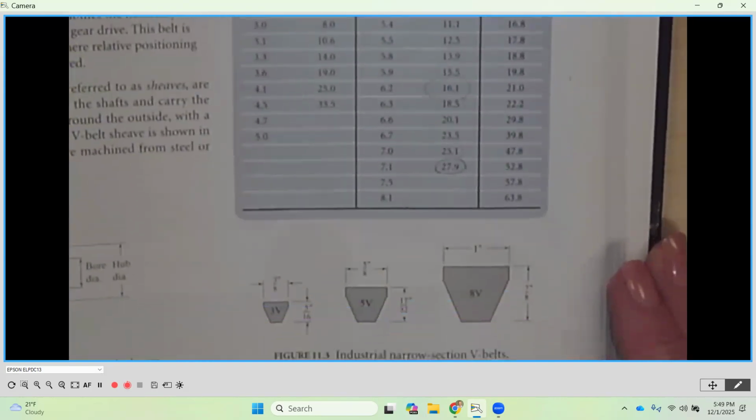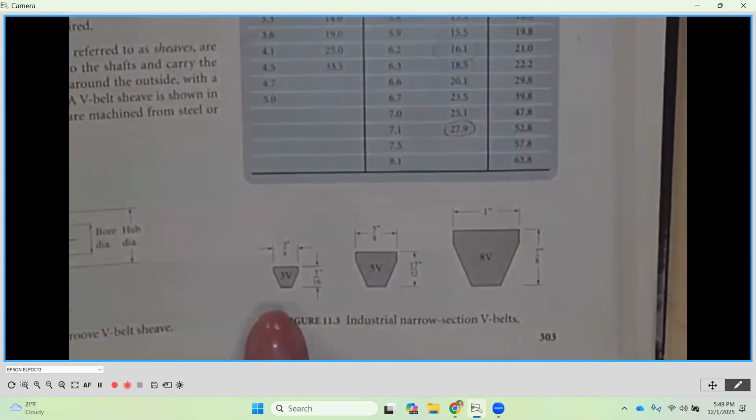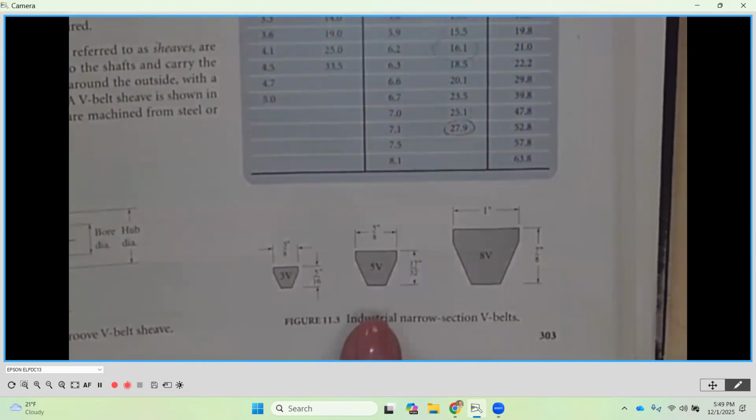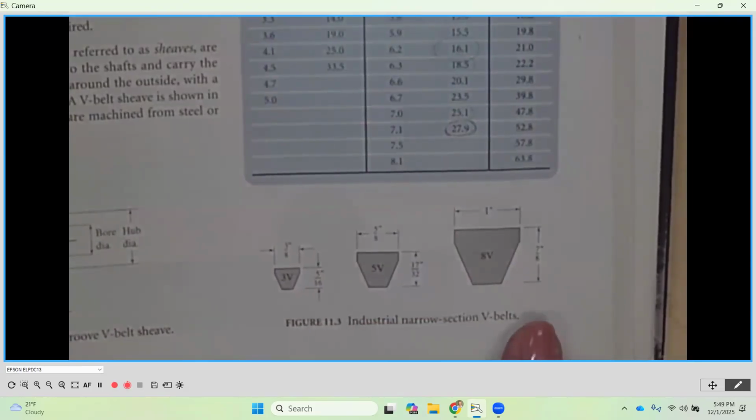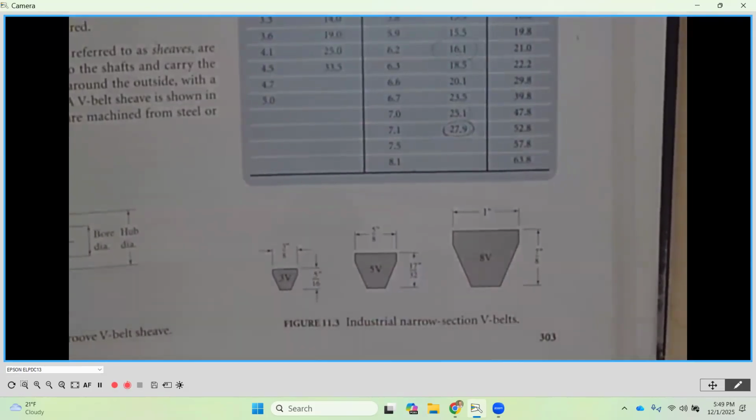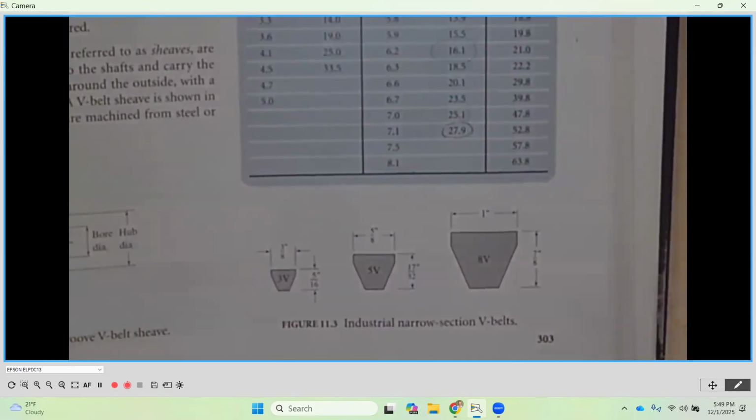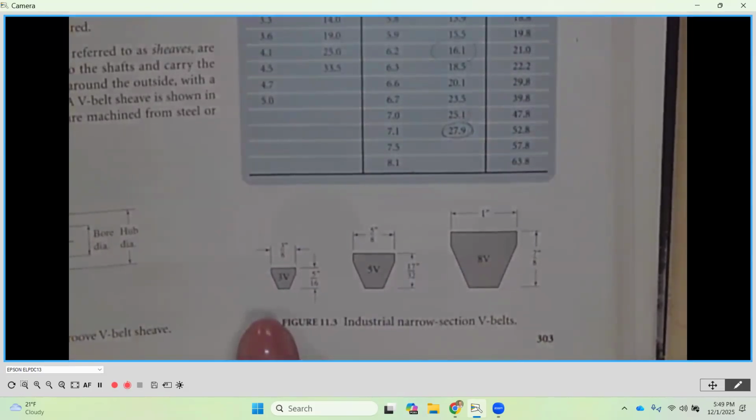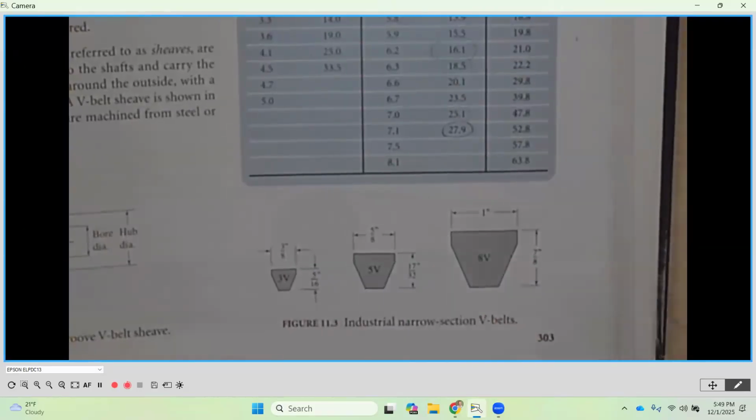As we look at their sizes, 3 Vs are going to be the smallest of the three. 5s are the middle, and then 8 Vs are going to be the largest. As you can imagine, as we go from small to large, we get smaller, less volatile types of applications up to the more chunky, bigger types of forces and torques that we're putting through.